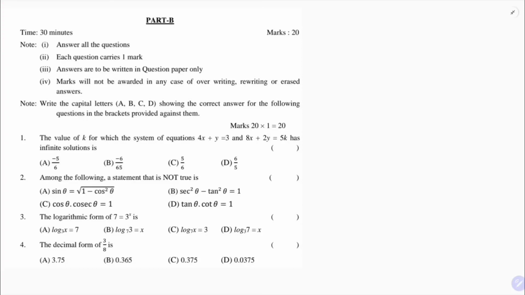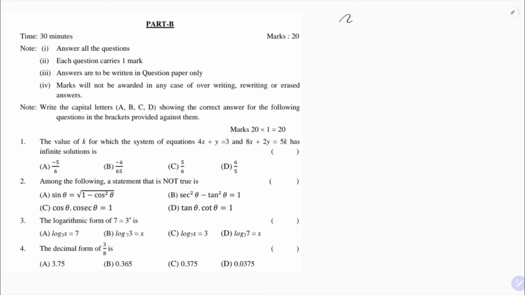Find the value of k for which the system of equations 4x plus y equals 3 and 8x plus 2y equals 5k has infinite solutions. So here are two lines. The one is 4x plus y equals 3. The other one is 8x plus 2y equals 5k. These two lines have infinite solutions.